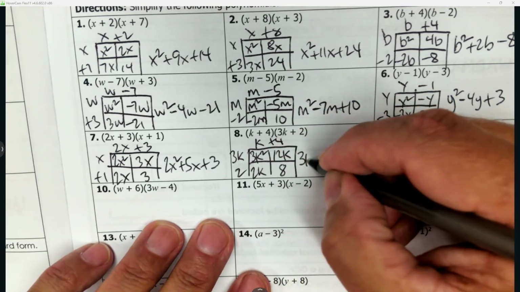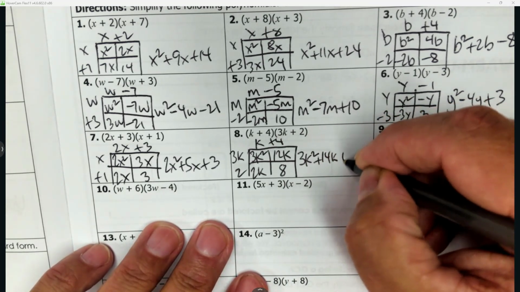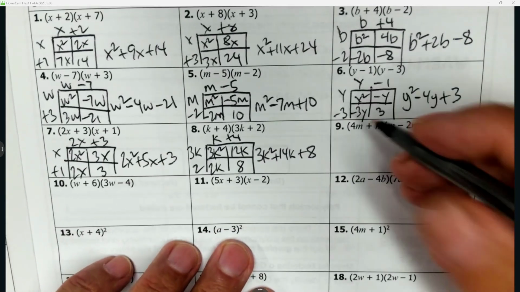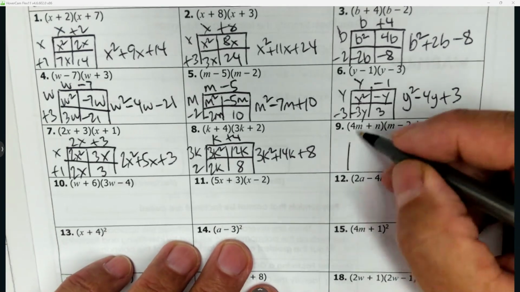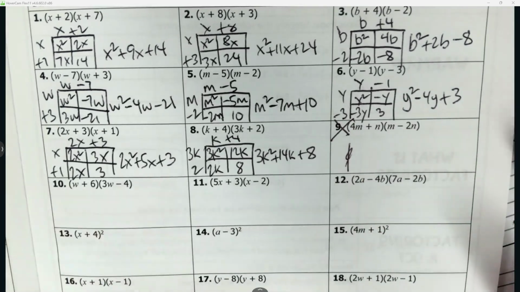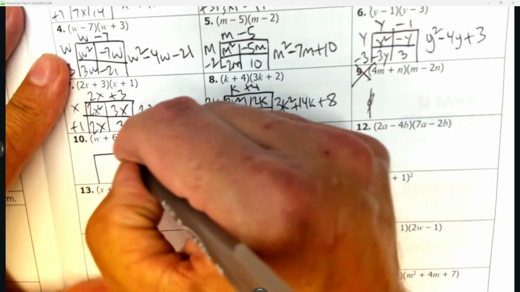And then our answer is 3k squared, 12 plus 2 is 14, and then 8. Again, oh, this one we're not doing, so this wasn't part of the homework. There's 2 variables there, so I avoided that one. 10, let's do this one. Not going to avoid this one.